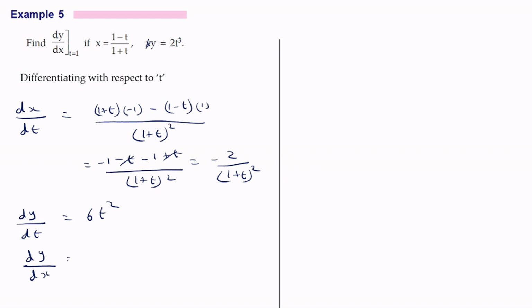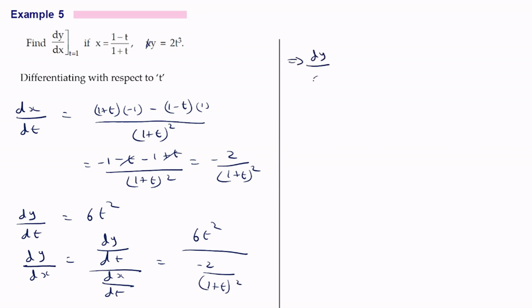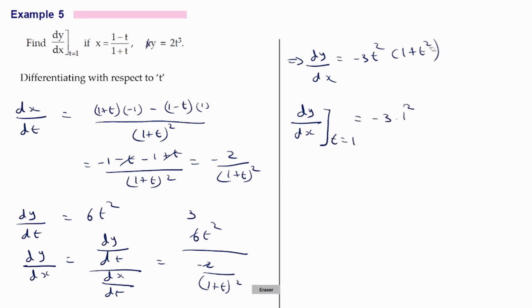So we have dy by dx as dy by dt upon dx by dt. Dy by dt is 6t square upon dx by dt is minus 2 upon 1 plus t the whole square. So from this we get dy by dx as minus 3t square into 1 plus t the whole square. Now we need to find dy by dx at t equal to 1. It is equal to minus 3 into 1 square, into 1 plus 1 the whole square. So this is minus 3 into 2 square is 4, which is minus 12. So dy by dx at t equal to 1 is minus 12.